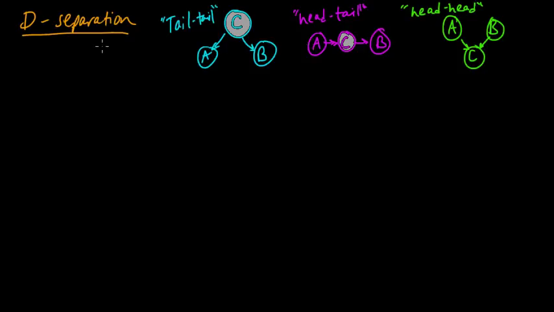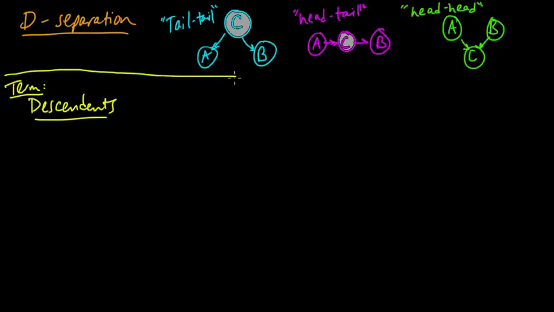In order to introduce it, we're going to need a little bit of terminology and a couple of definitions. So first, just a standard graph theory term is the descendants. The descendants of a vertex in a graph. So let's draw a line here. So this is something different.